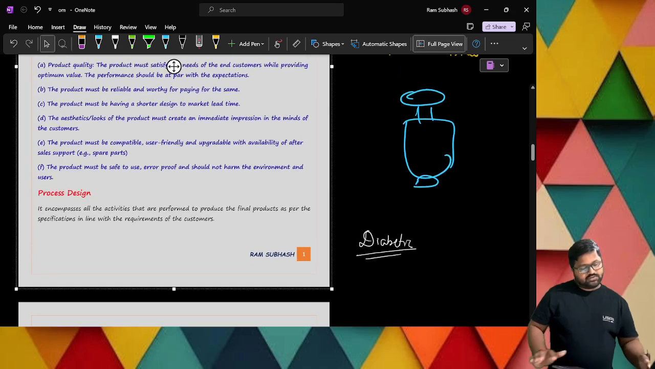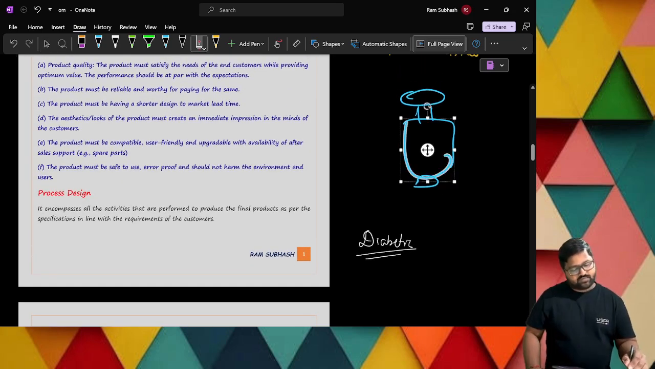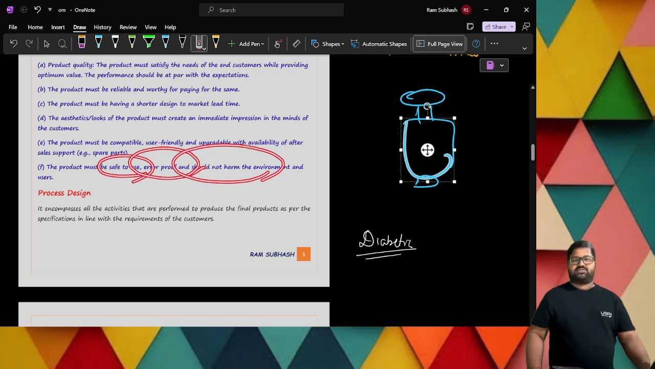The product must be safe to use, error proof, and should not harm the environment.